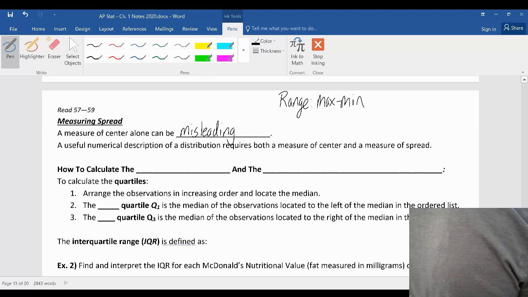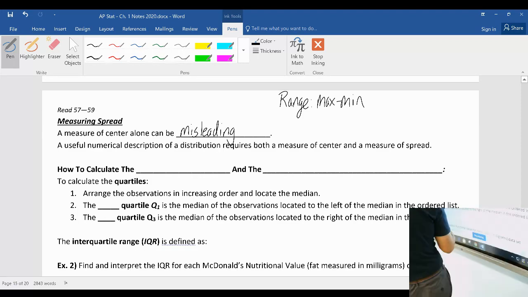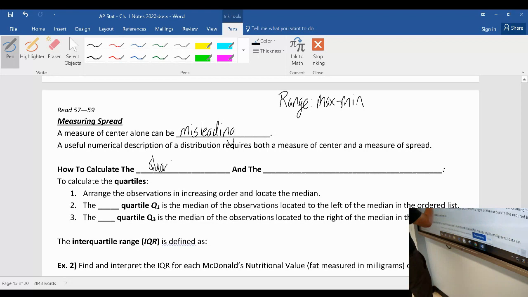So one thing we can talk about is the quartiles. So here's how to calculate your quartiles as well as the interquartile range, which is the IQR. The interquartile range measures the range of the middle half of the data.